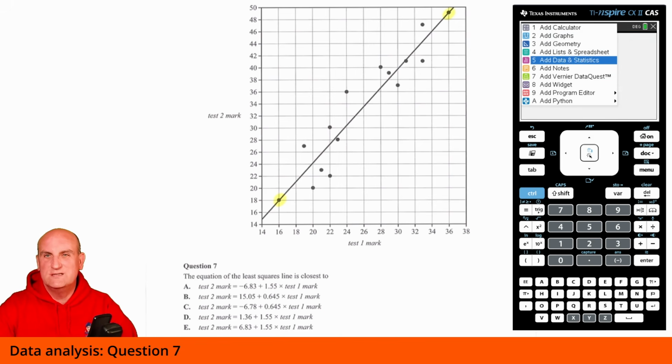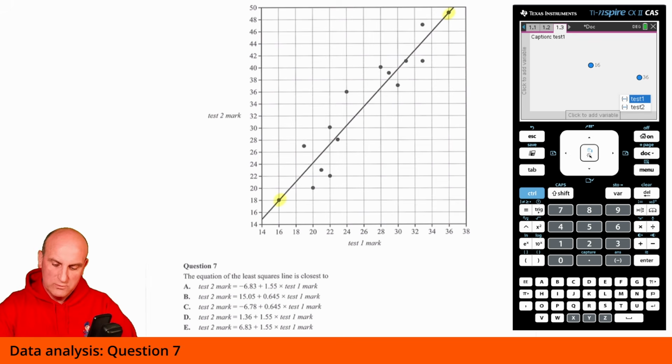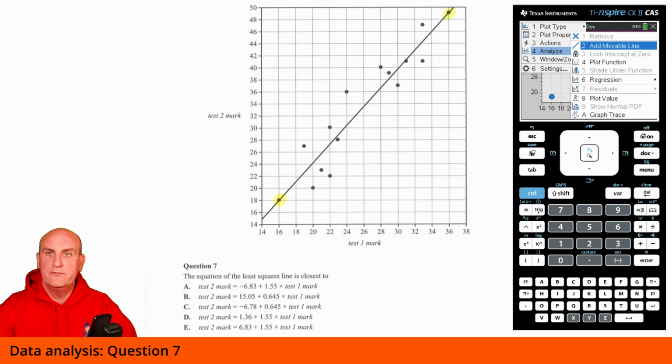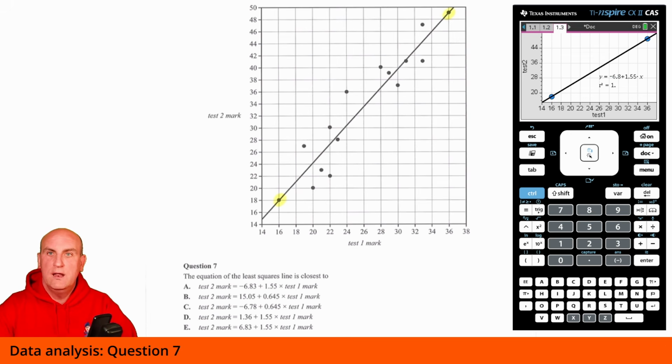And again, there's lots of ways of doing this. I like pretty graphs. Along the bottom, we've got test 1. Up the side, we've got test 2. Yep, that seems to be sloping in the right direction. So what do I do now? Menu, analyze, regression, linear a plus bx. And beautifully out comes the answer of minus 6.83 plus 1.55.